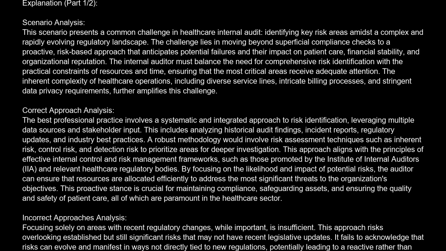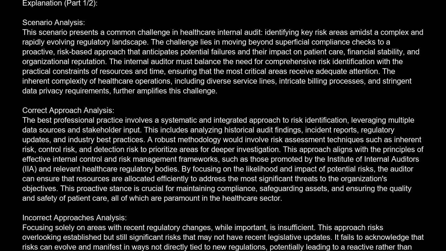The correct answer is D. Focus on areas with the highest volume of past audit findings, assuming these represent persistent vulnerabilities. Explanation. Scenario analysis. This scenario presents a common challenge in healthcare internal audit, identifying key risk areas amidst a complex and rapidly evolving regulatory landscape.